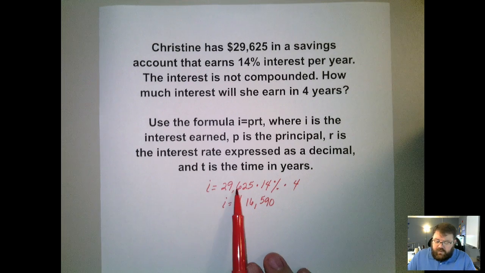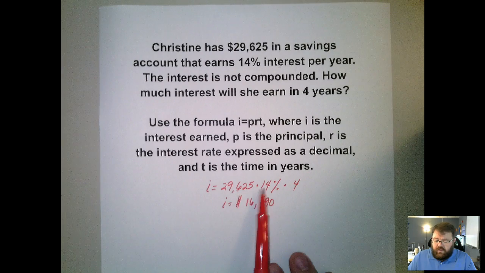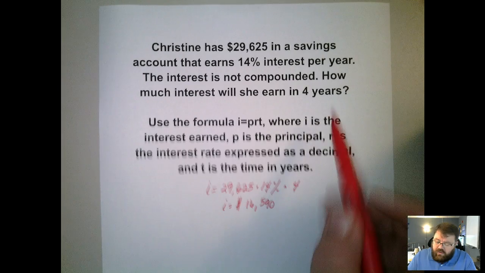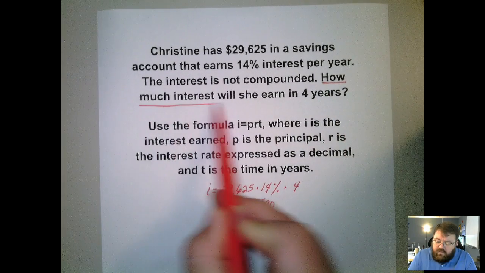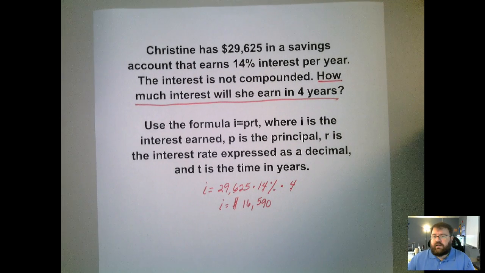All right. The principal was $29,625 multiplied by a rate of 14% times a time of 4 years. My question was, how much interest will she earn in 4 years? So I'm done here. I don't need to add it back to the original principal or balance because the question wants to know about interest.